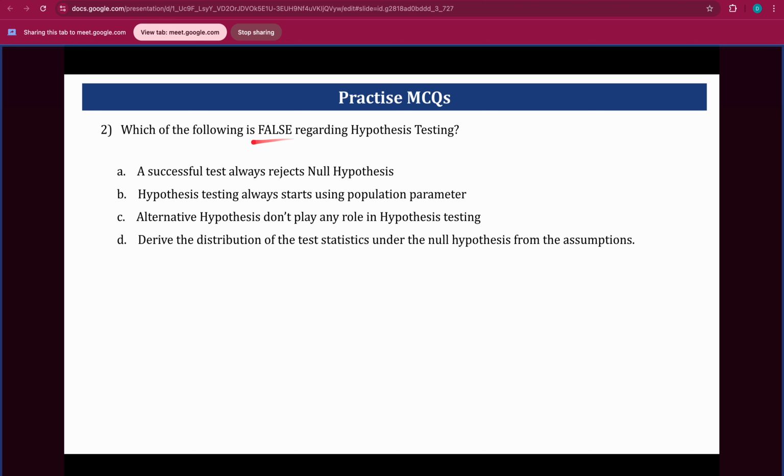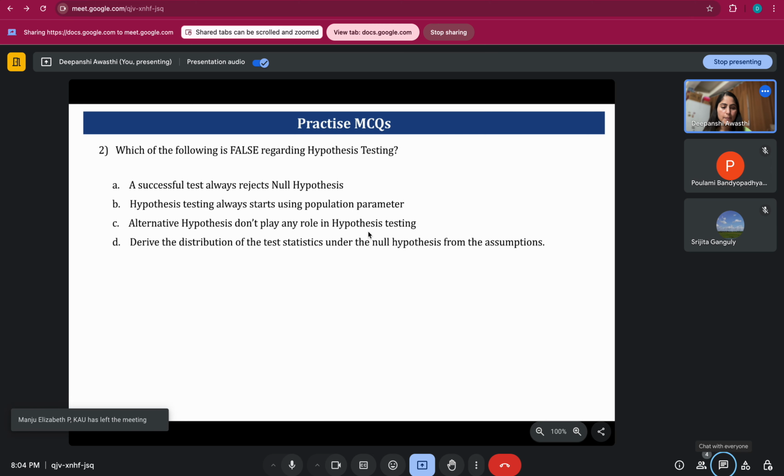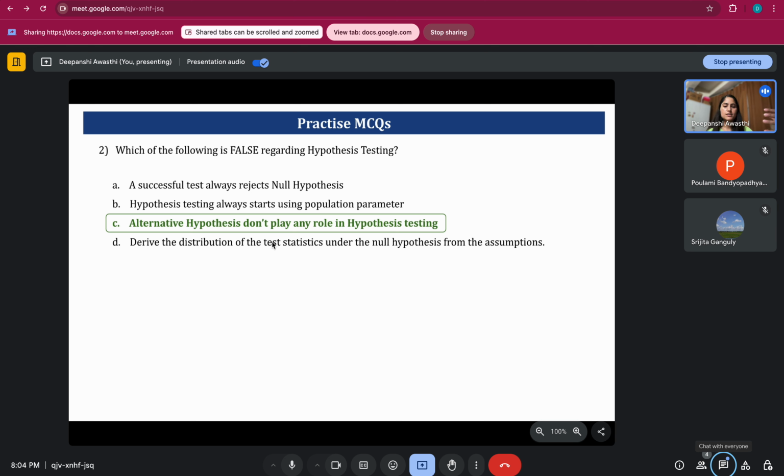So you have to tell which of the following is false regarding hypothesis testing. I think this will also help you with the assignment, because some part is mentioned in this. Okay, so option C, alternative hypotheses don't play any role, is false, because during hypothesis testing both the null and alternate hypotheses play an important role. So this one is false, and everything else is correct.